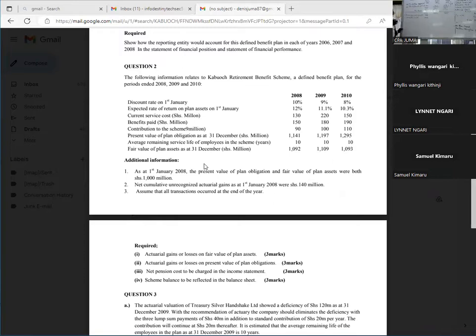So what you need to take to the P&L is the excess. So the excess in this case is how much? 40. So this 40, you don't recognize it in full. You spread it over the remaining life of the employees in the scheme. So to P&L, divide by the remaining service life. How many years were remaining? You have them there.